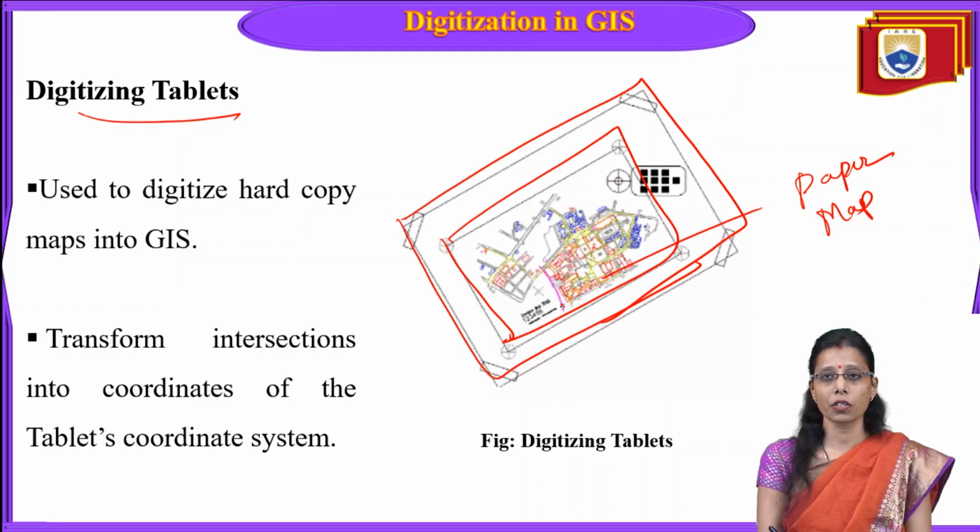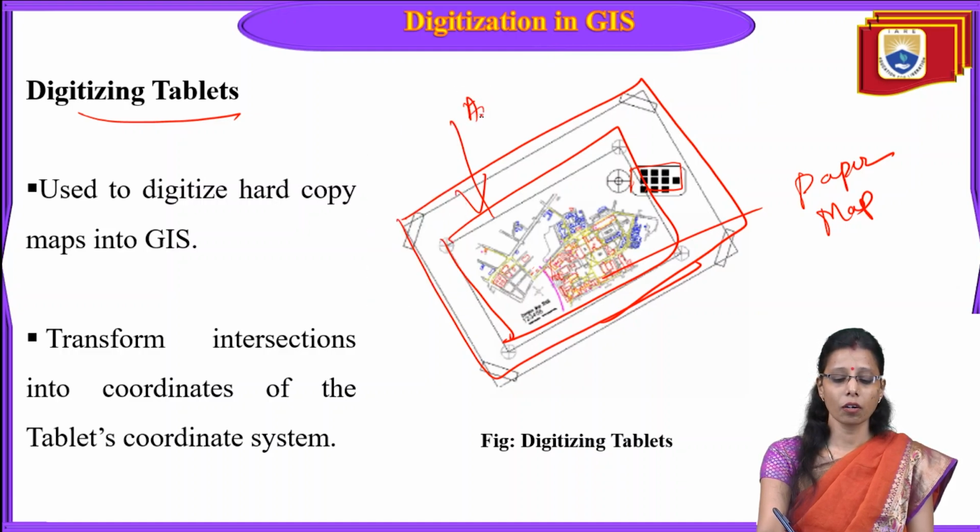The paper map is fixed on the table, and with the help of the cursor, suppose this is the cursor, this map was converted. So this is our map which is fixed on the tablet. It is an analog map. Okay, it is an analog map.